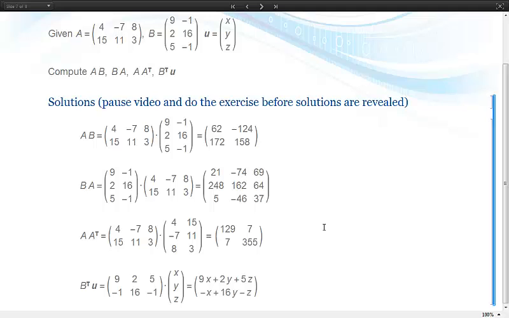And finally, if I multiply B transpose times the vector of variables there, I get 9 times x plus 2 times y plus 5 times z. That gives me the first result. And minus 1 times x plus 16 times y minus 1 times z gives me the second result. This is a 2 by 3 matrix times a 3 vector, giving me a vector in R2, a vector of length 2, as the answer.